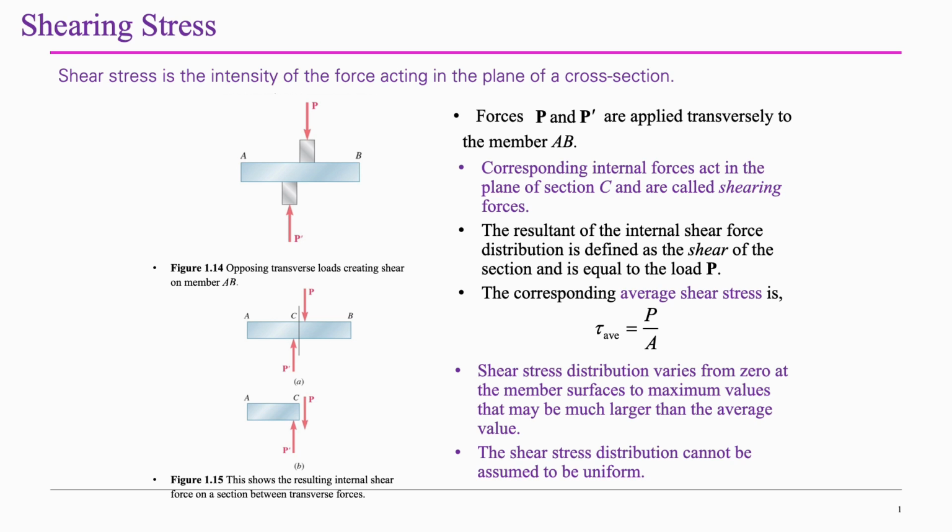Now, please take a look at the top diagram, figure 114. You can see two equal and opposite transverse forces labeled P and P' being applied to the member AB. These vertical forces attempt to slide the material on either side of a vertical cross-section relative to each other, producing internal shearing forces that act parallel to that section. The internal forces that resist this sliding are what we call shearing forces.